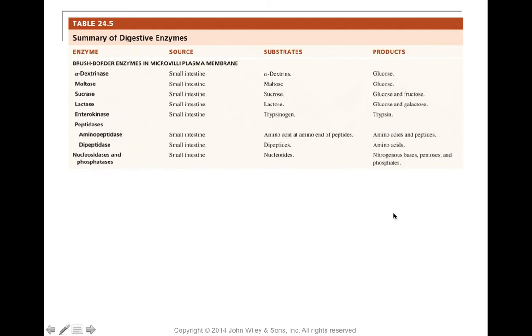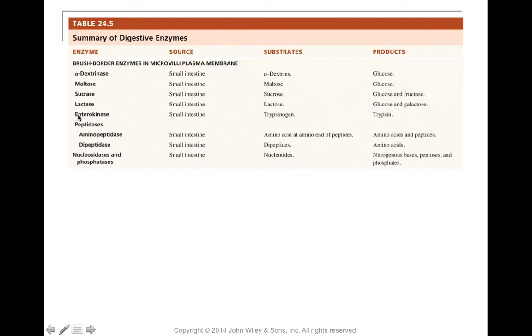All right, some other enzymes that we've encountered include some brush border enzymes. These are found at the microvilli plasma membrane on the small intestines. Things called alpha-dextrinase, maltase, sucrase, lactase, enterokinase. All of these are breaking down, well, not enterokinase. Up until here, we're breaking down sugars. So we're breaking down alpha-dextrin into glucose, maltose into glucose, sucrose into glucose and fructose, lactose into glucose and galactose. So each of these are going to be breaking down a larger sugar into smaller sugars.